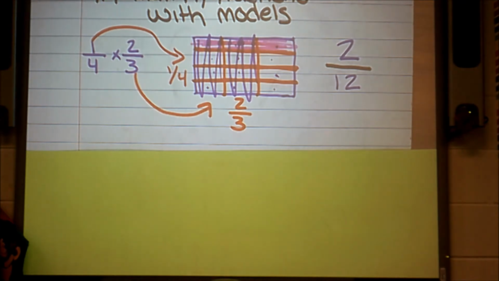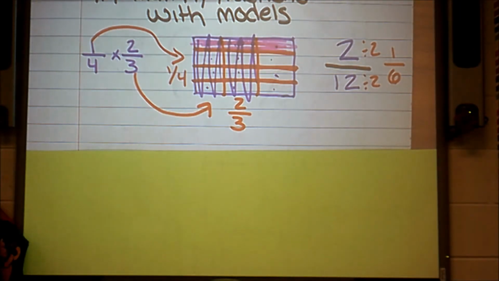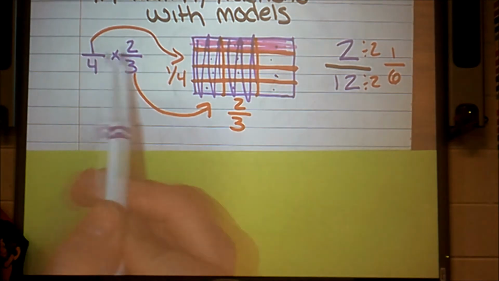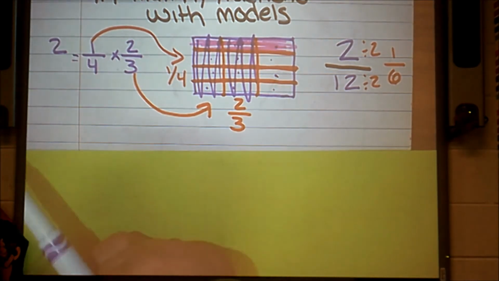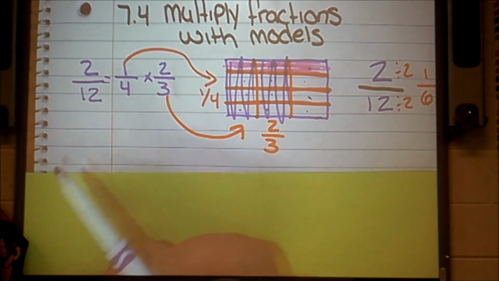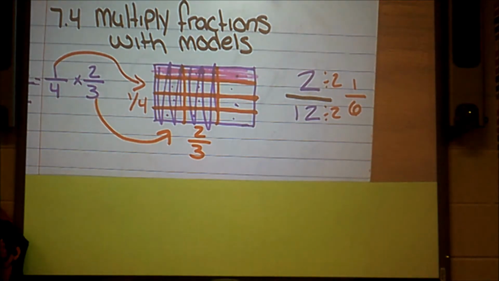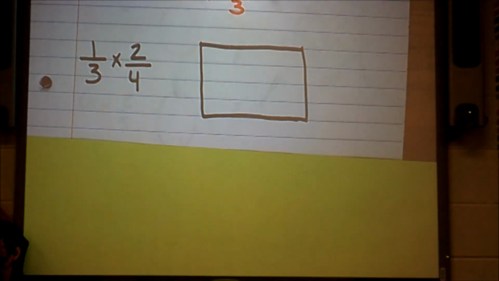And then I can simplify that by dividing both sides by 2. So my final answer is 1/6. And I can check that using the standard algorithm to make sure that my model matches my standard algorithm. 1 times 2 is 2. 4 times 3 is 12. Same as I had gotten in my model. I know this is a different way of looking at it.